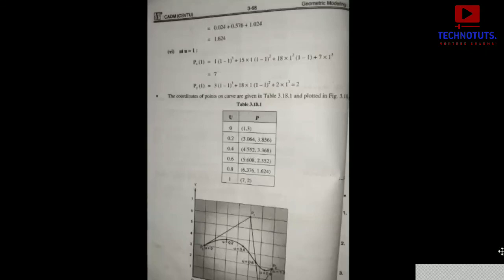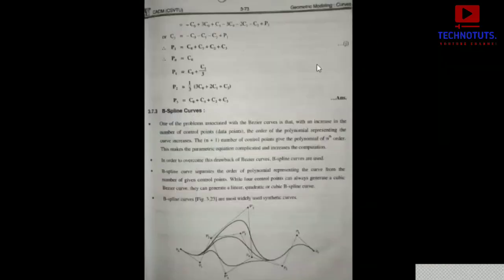Okay students, only this much for today's class. In our next class, we will discuss B-spline curves. This is the last topic of this unit. After this, we will start our new unit. So please be ready for the next class.